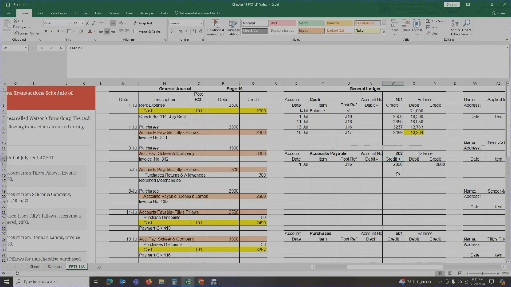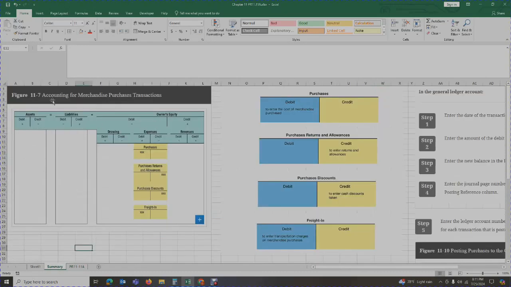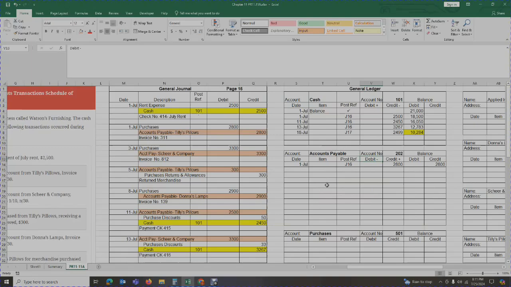So before you begin doing this, make sure you identify what the debit does. Does it increase it or decrease it? And where do you get that information from? From your T accounts, from figure 11-7. It'll show you what you need to do. Liabilities, debit decreases it, credit increases. Okay, so we've got a credit of 2,800. I'm going to go back and I'm going to enter account number 202 on my journal. Okay, and that shows me that I've posted that transaction.